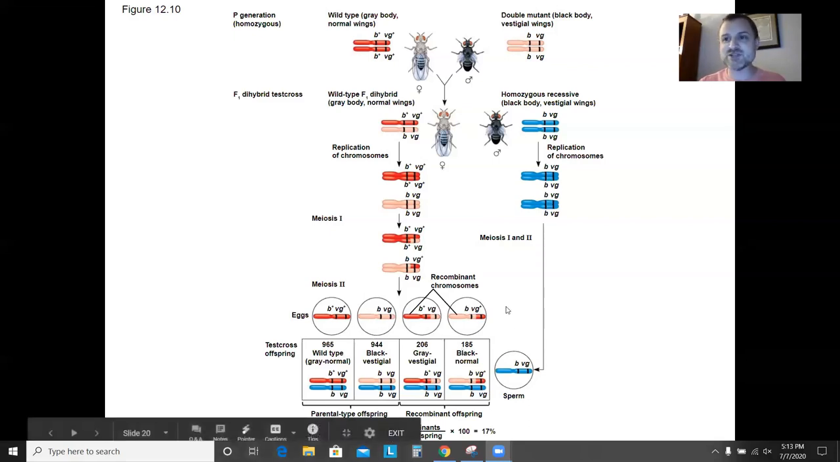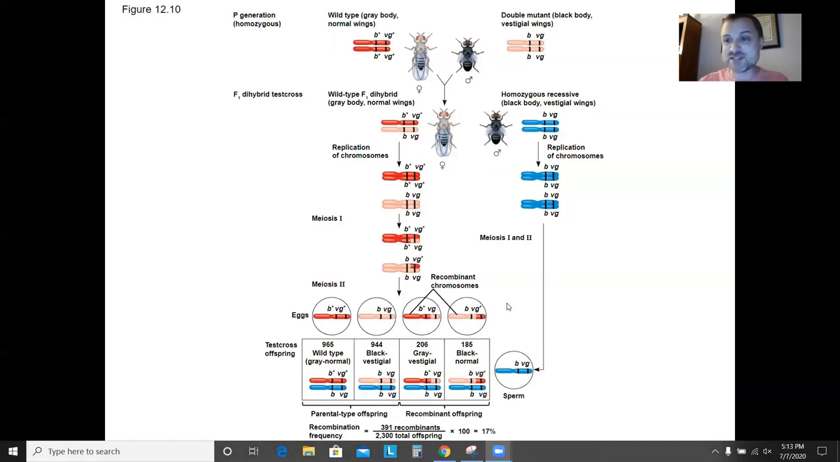Look at that right now. See where it says 2,300? Divide those and times it by 100, right? So if there's 100 total flies and 21 of them are recombinant types, you do 21 over 100, which is 21%, all right? We're going to do ones like that in class. I just wanted to introduce how to get recombination frequency on the video.